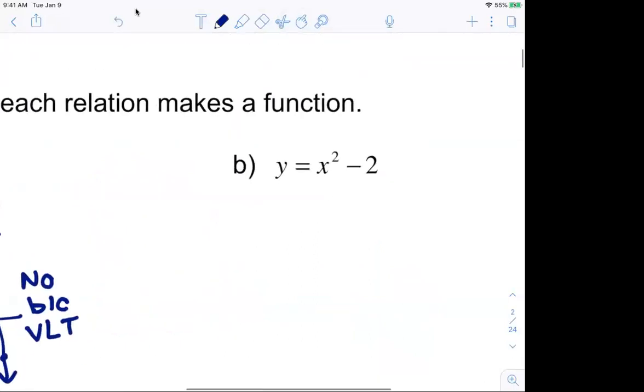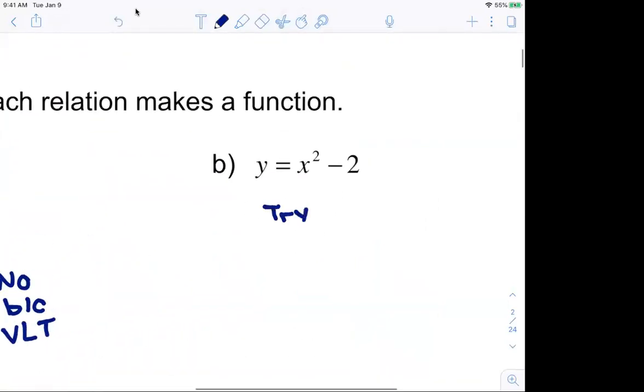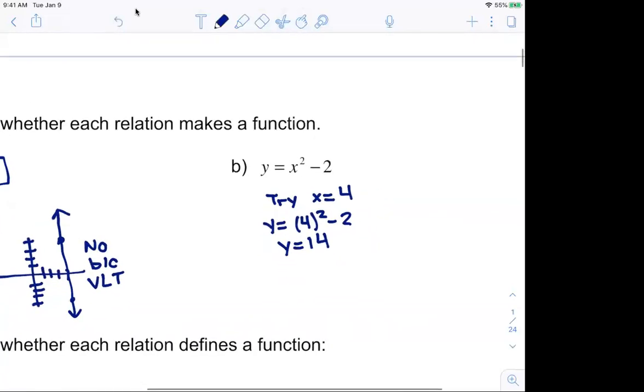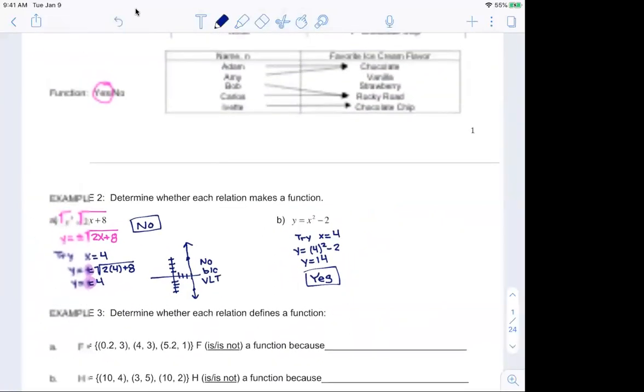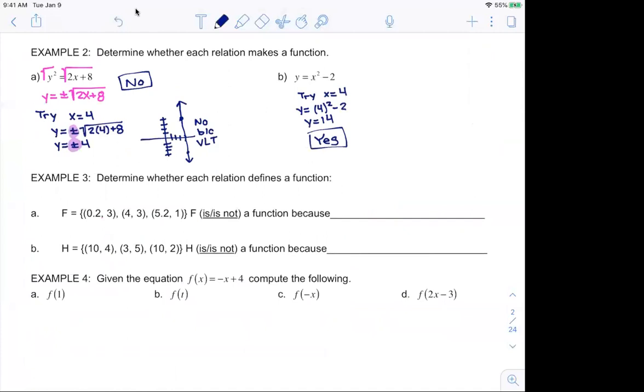If we take a look at the next one, let's say you tried a number like x equals 4, and if you do y equals 4 squared minus 2, you're going to get y is 16 minus 2, which is 14. You get one y value, which is what you want. So this is a yes. It is a function. If you get one y value, it's a yes. If you get more than one y value, it is a no. So that's looking at it with equations.